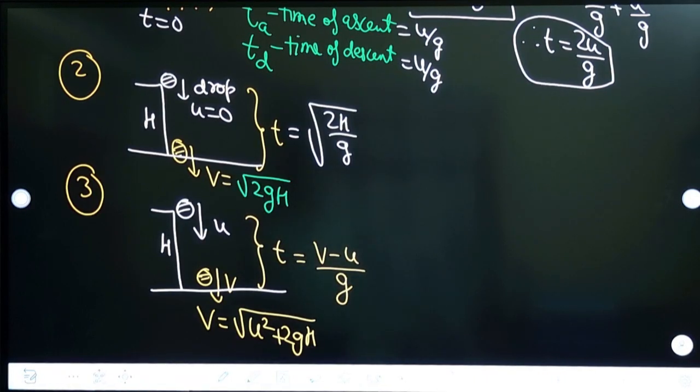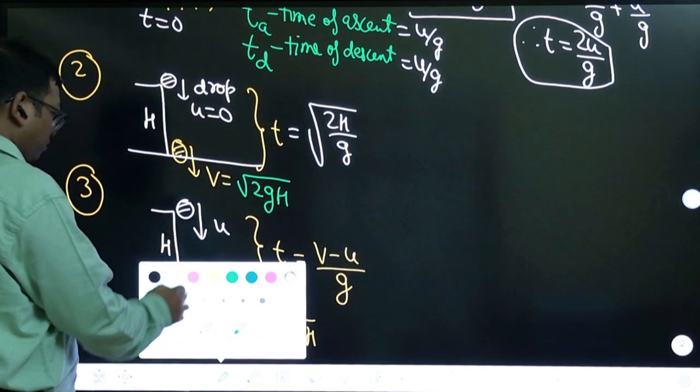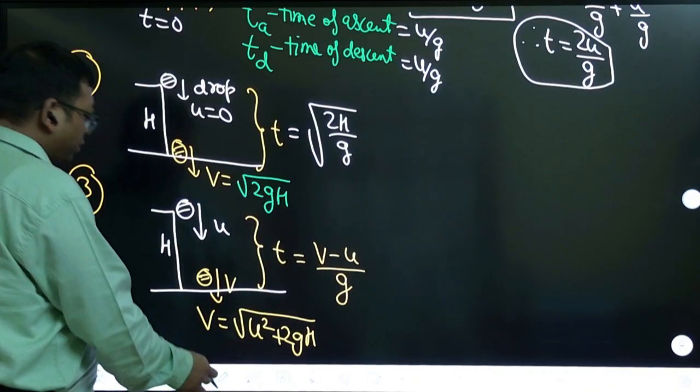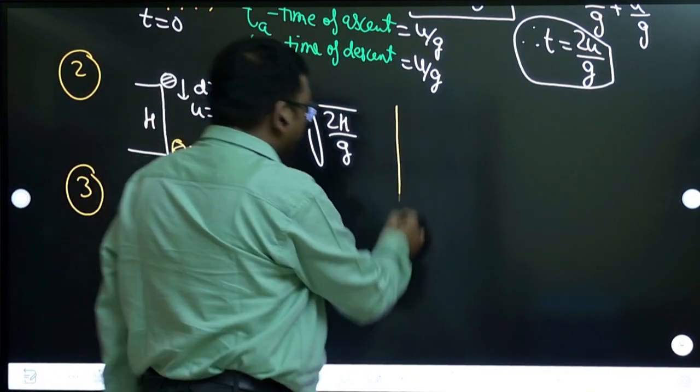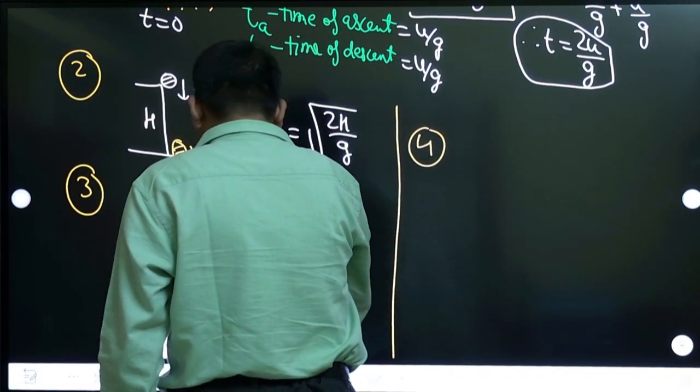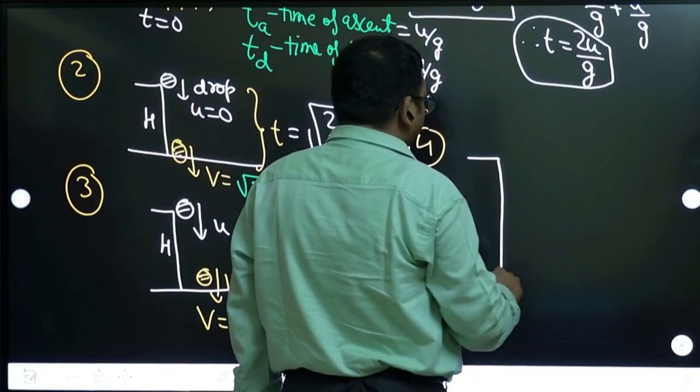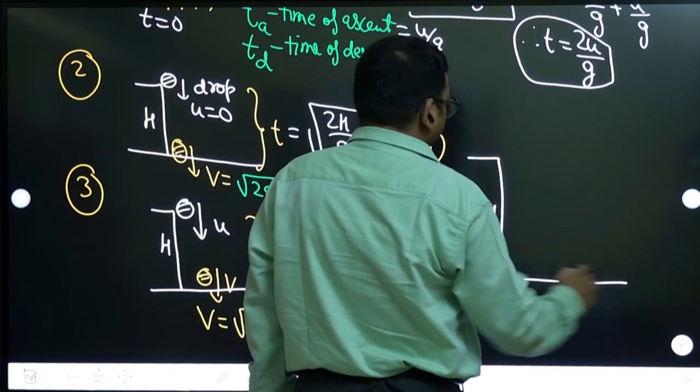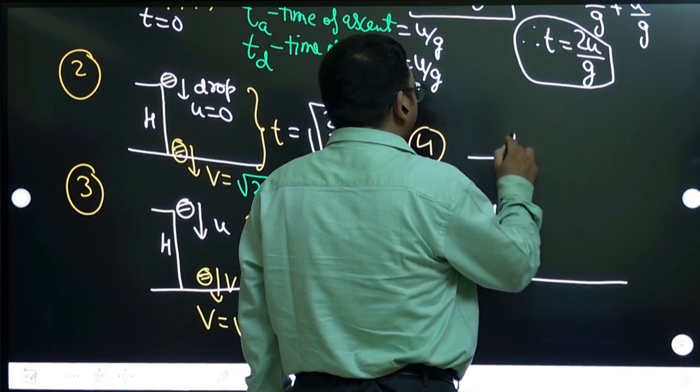This is case 3. What is case 4? Case 4 is that you are throwing it upward from the building. From a building of height h, you are going to throw it up with a velocity u.